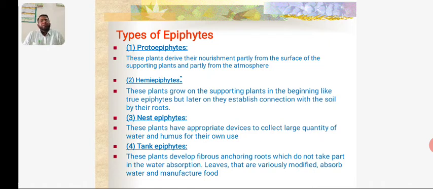Nest epiphytes. These plants have appropriate devices to collect a large quantity of water and humus for their own use. Tank epiphytes. These plants develop fibrous anchoring roots which do not take part in water absorption. Leaves that are variously modified absorb water and manufacture their own food.